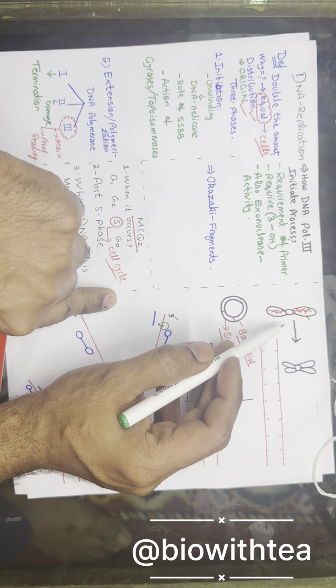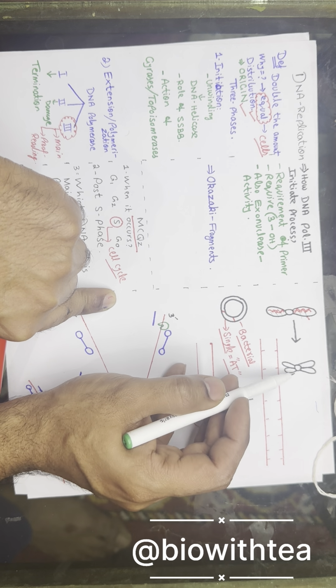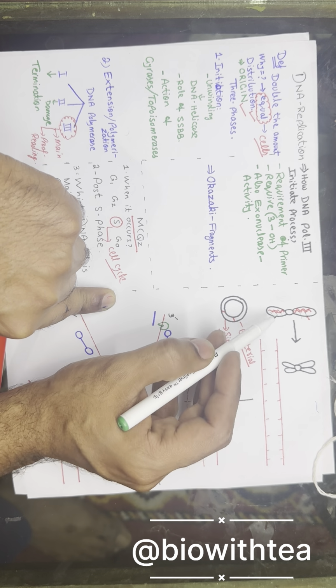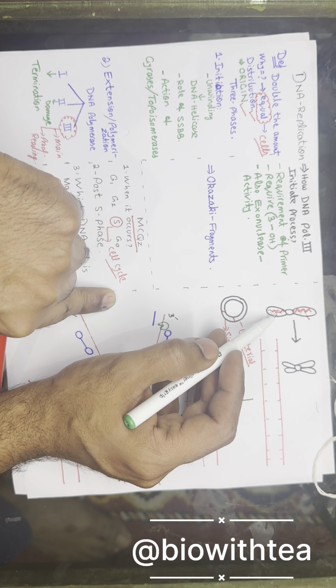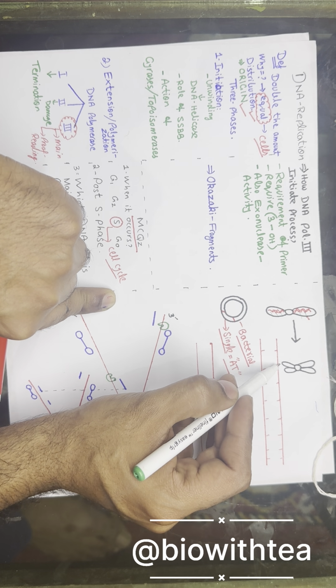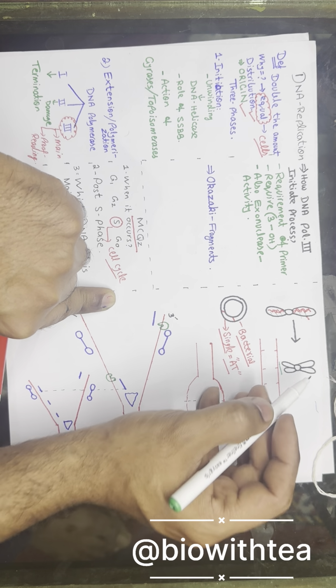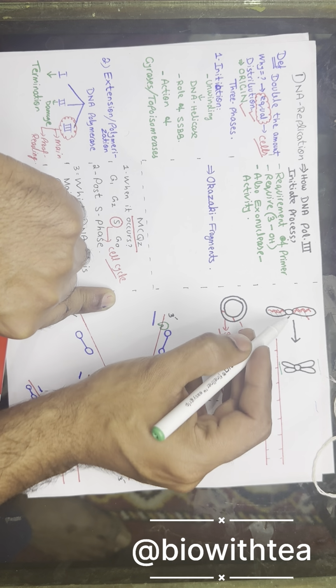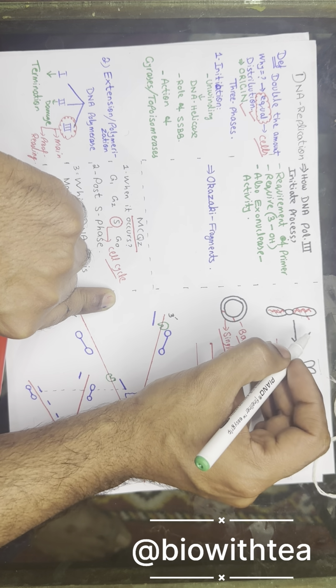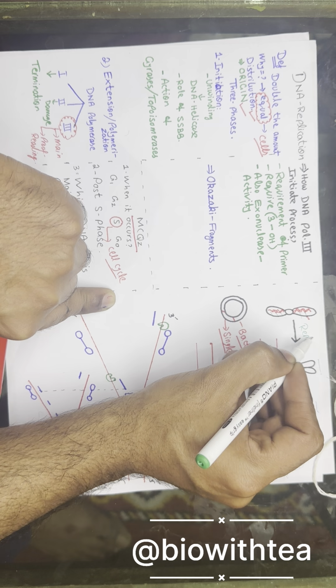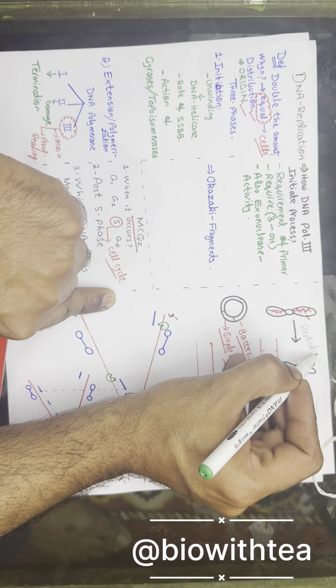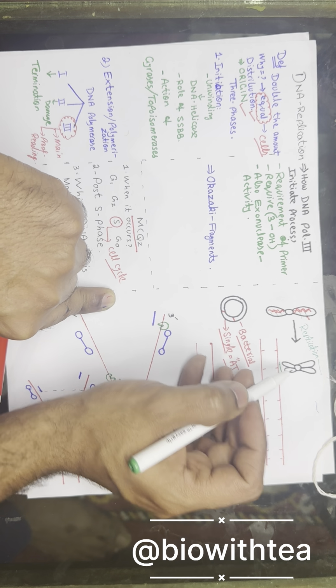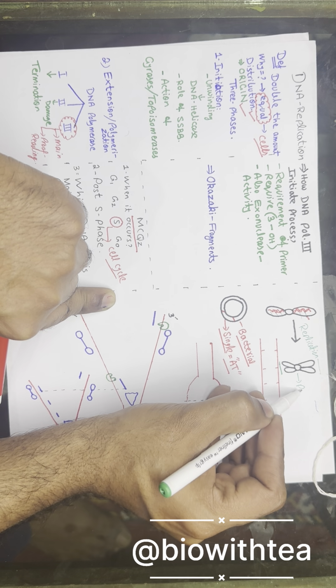Have you noticed something? Two types of chromosome have been given. This is a single chromatid chromosome, while this is the double chromatid chromosome. What is the difference among them? The main difference is the replication. It is called the post-replicative chromosome.